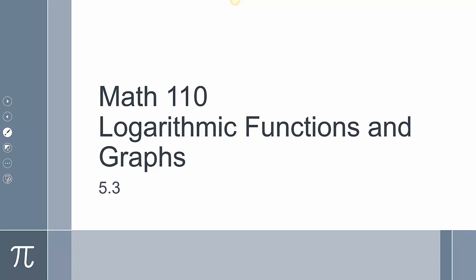Math 110, Logarithmic Functions and Graphs, Section 5.3.